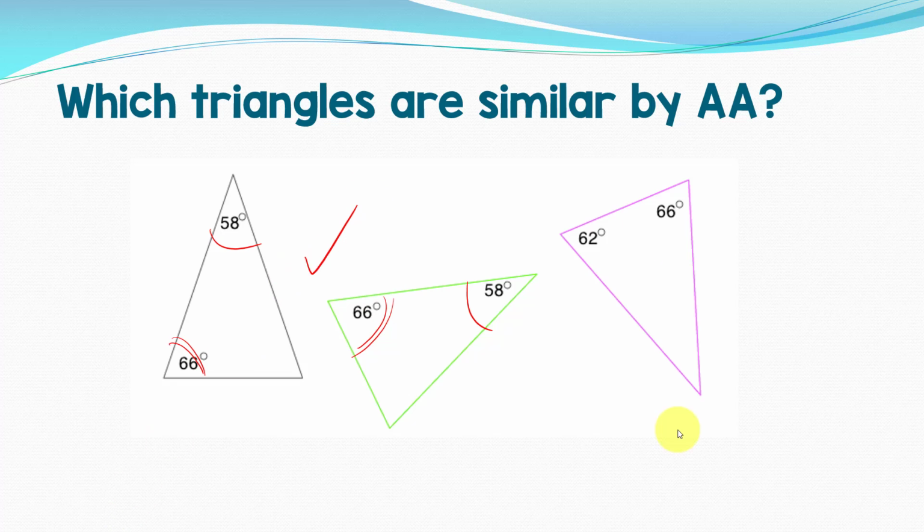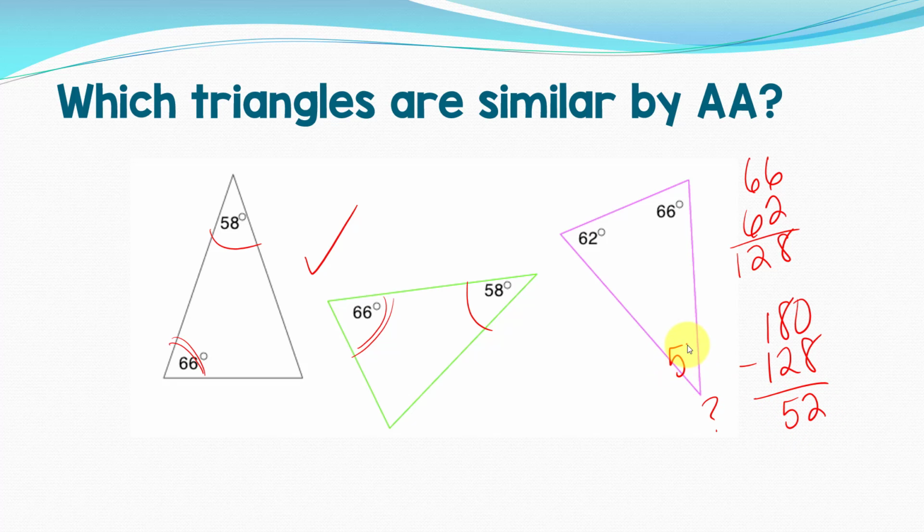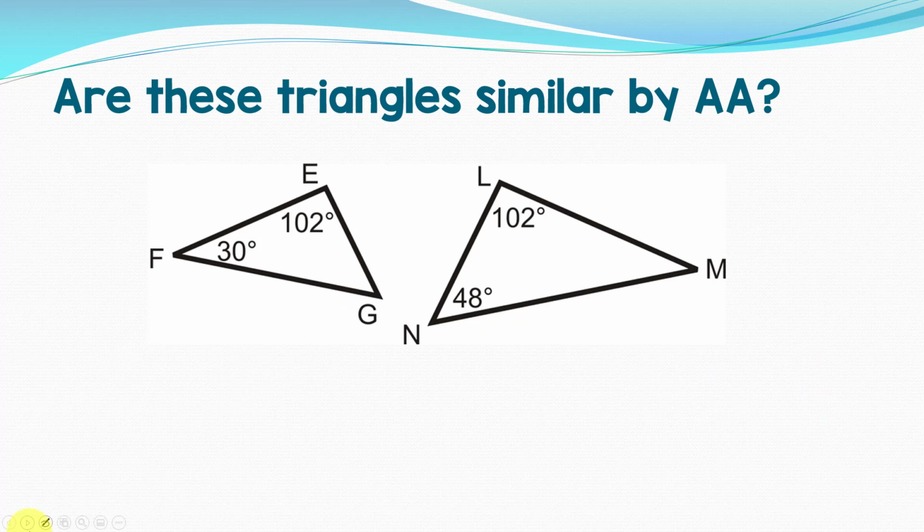But what about this third one? Well, be careful here, because what is this missing angle? 66 and 62 is 128. 180 minus 128, that is 52. So this angle is 52 degrees. Okay, so it's still not. I thought maybe this missing one might be 58. So the purple one is not similar to the other two.